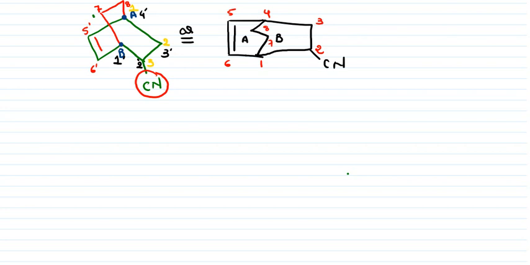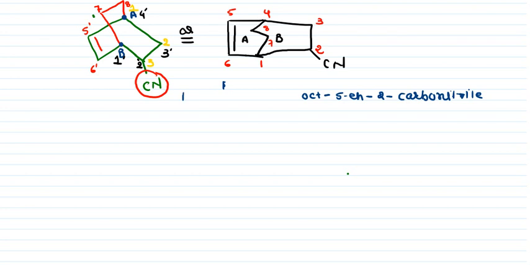Let us give the name. How many carbons are there? That is 8 carbon. So, oct, then 5 ene, 2 carbonitrile, because nitrile is there. This is common rules of IUPAC.